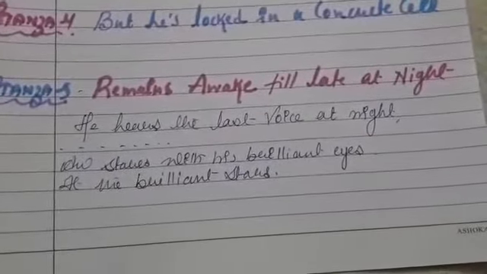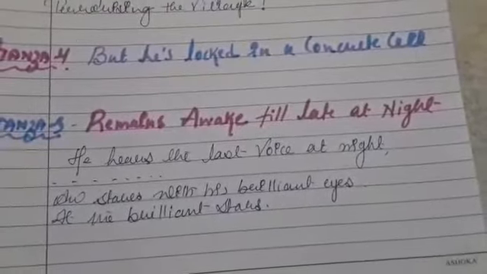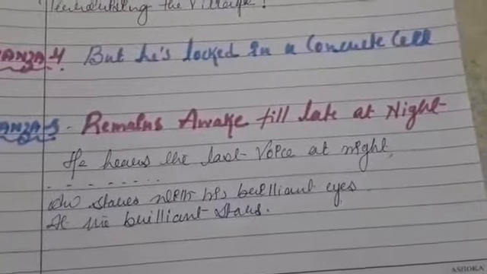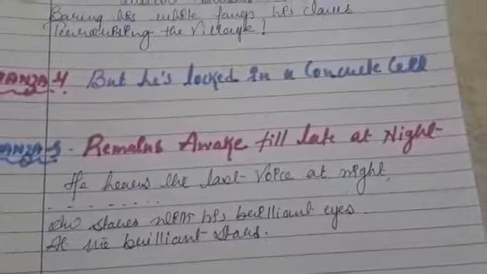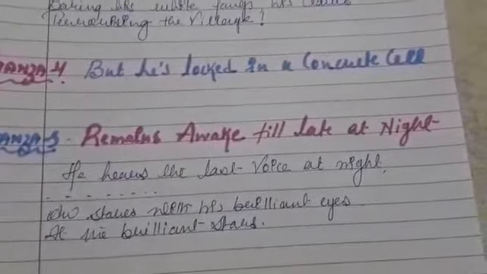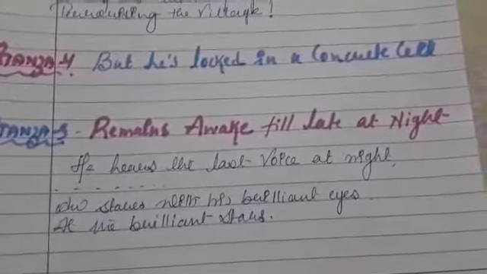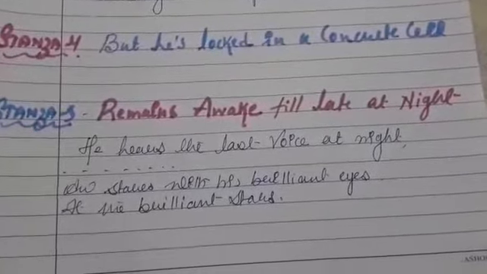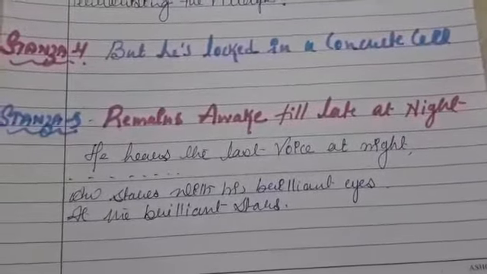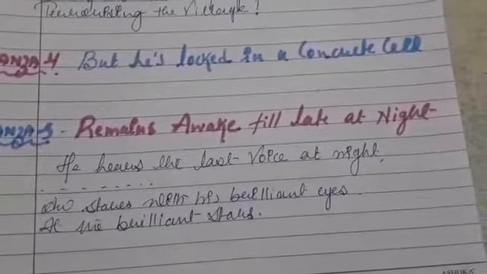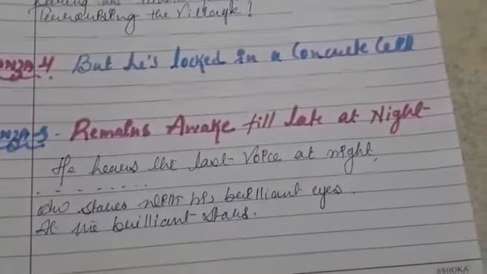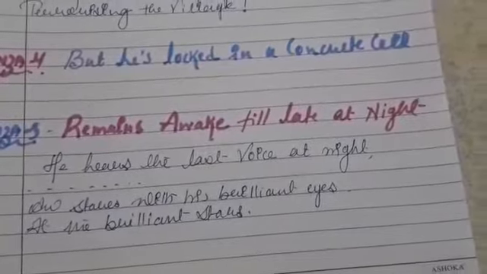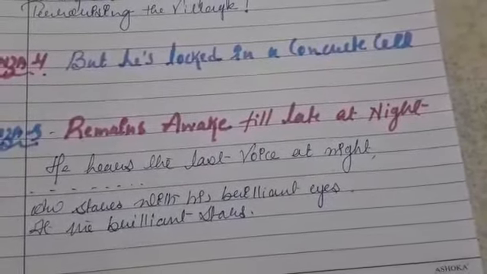Are you listening? Then, stanza number fifth. He remains awake till late at night. Why? He is very disturbed. He wants to go back to his natural habitat. He longs for his real life that he used to enjoy in the jungle. So that is why he remains awake till late night. He had hope in his eyes. So what the poet says is, he hears the last voice at night.